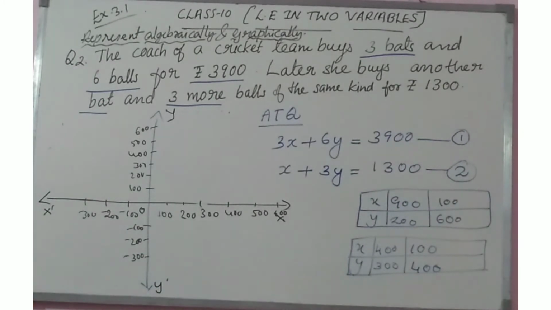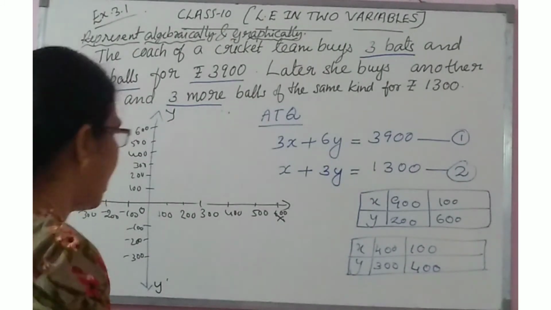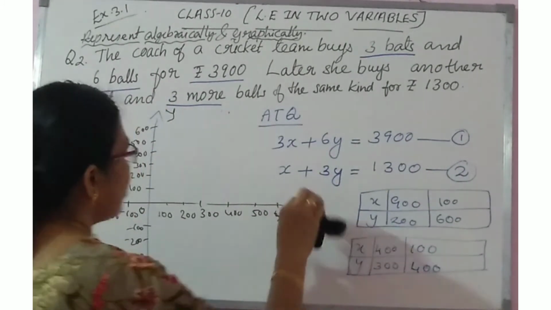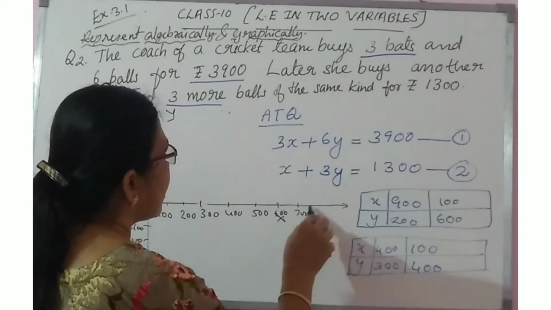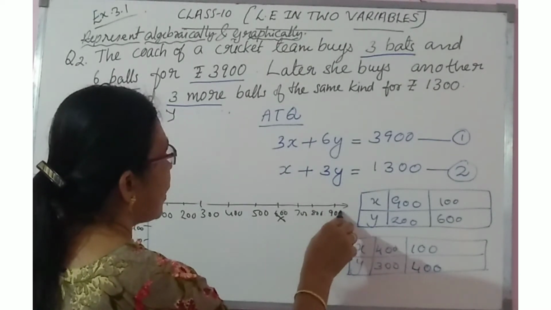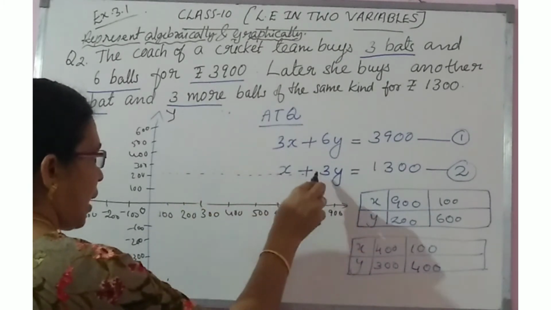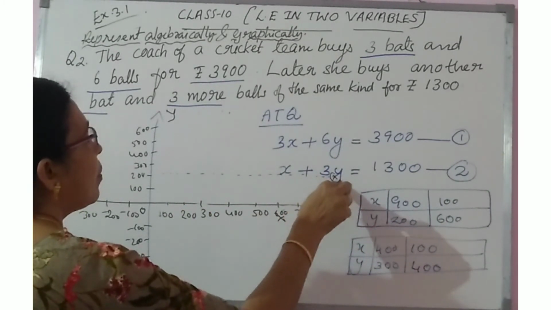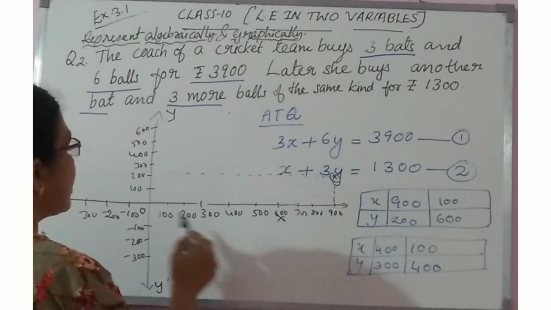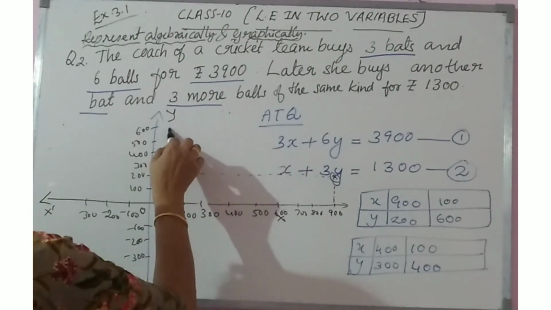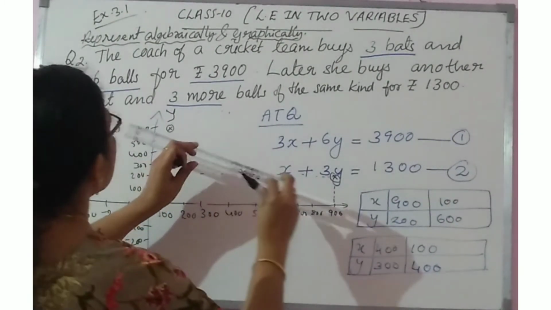Now I will show how to plot the points. In this x is 900 and y is 200. So 900, if you want, means you should go some more, you have to mark it. Here you have to make 700, 800 and 900. So 900 and 200 means you have to plot the point like this. Here it will come. And x is equal to 100, at that time y is 600. So here the point will come. So we can join like this.